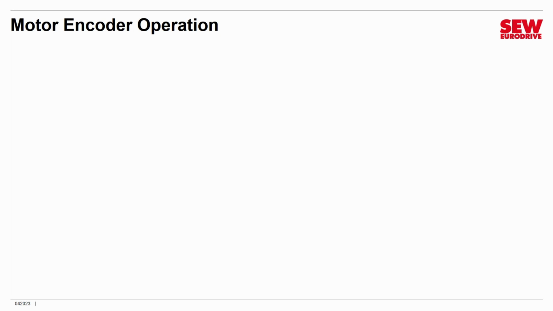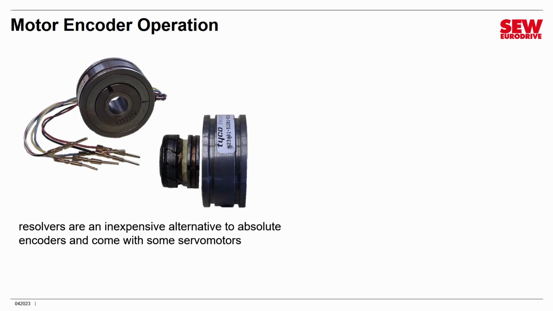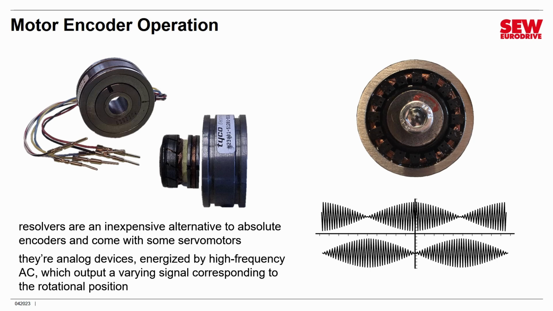Now, this device is technically not an encoder, but we usually classify it with encoders because it effectively does the same thing, and that is the resolver. Resolvers are inexpensive alternatives to absolute encoders. They come on some servo motors. Now, how does a resolver differ from an encoder? Well, the big thing is it's an analog device, not a digital device.